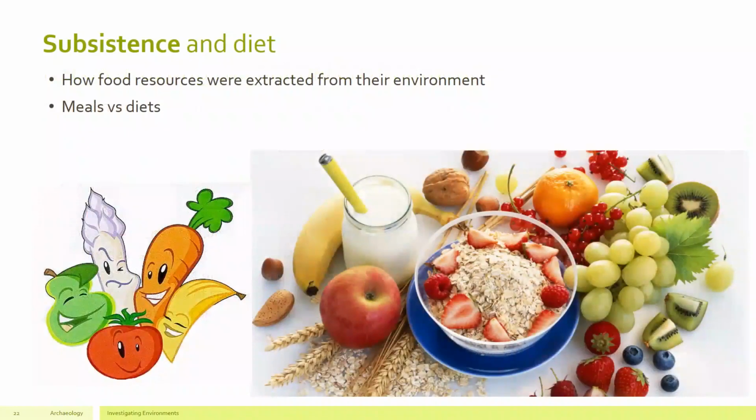Shifting now over to subsistence, or what people ate, how food resources were extracted from their environment by people. What types of foods were they eating? How did they feed themselves? What is the difference between a meal and a diet?